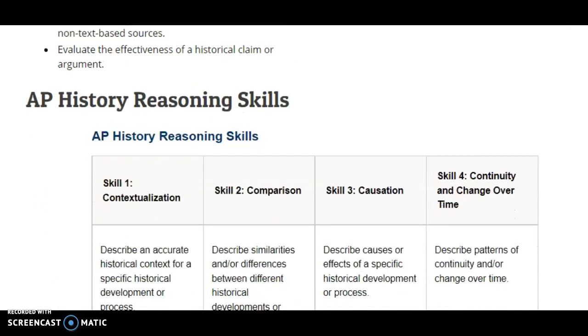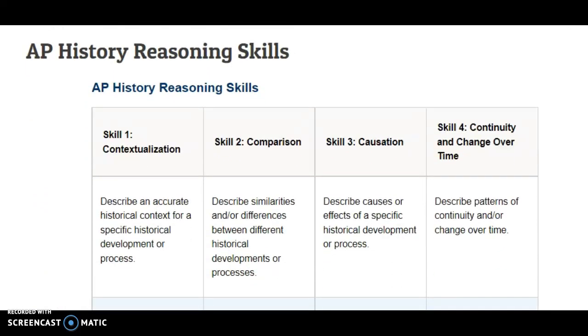And then here are our AP History reasoning skills. So these are contextualization, in which you need to look at the context for a specific historical development or process. You will be expected to compare, so look at similarities and differences between historical developments. Causation, so did one thing cause the other? Or another thing, and you'll be asked to examine that. And then continuity and change over time, so patterns of continuity and change over time.